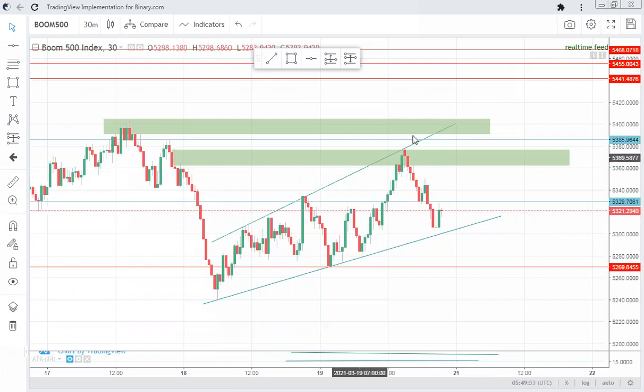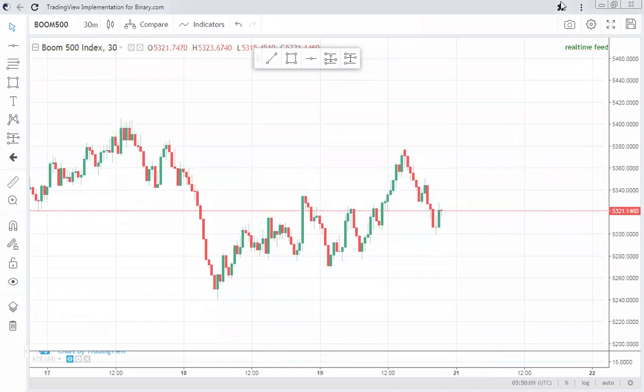So now let us have a clearer chart. Let me see how I can delete everything that is here. Delete drawing tabs. Good. Now we have a clearer chart, right?